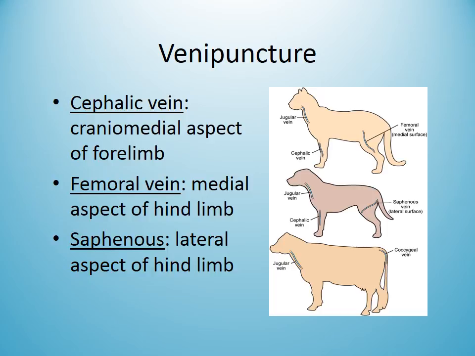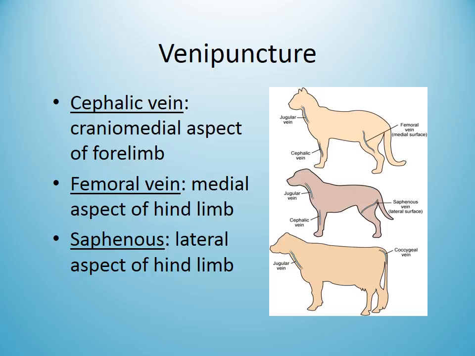We have a femoral vein. It runs on the medial aspect of the hind leg. And then we have our saphenous vein, which is the lateral. So the femoral vein is on the inside of the thigh. This is typically used in cats because you can see that femoral vein. Dogs tend to have a thicker thigh muscle, so it's harder to see that femoral vein. So we'll usually go for a saphenous vein in dogs, which is on the lateral aspect, so the outside of the thigh. And then you can see a jugular vein as well on the cow.